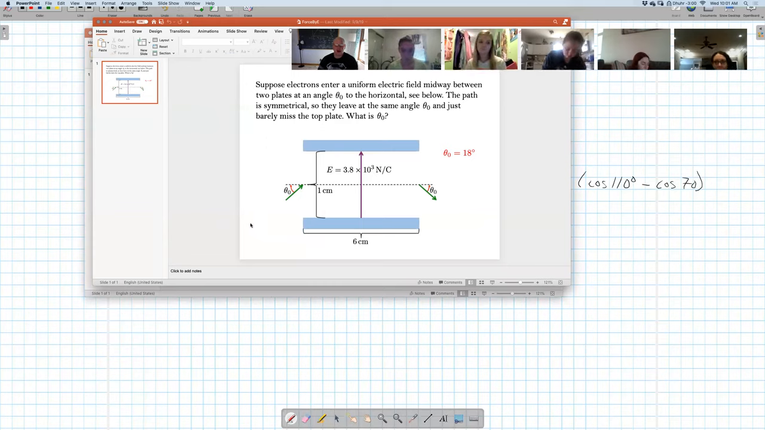And what you find is that the path is completely symmetric, and we know it has to be true because it's just parabolic motion, right? So it comes in at an angle of theta zero, and it's going to leave at an angle of theta zero.